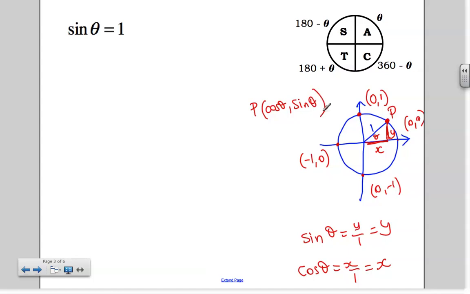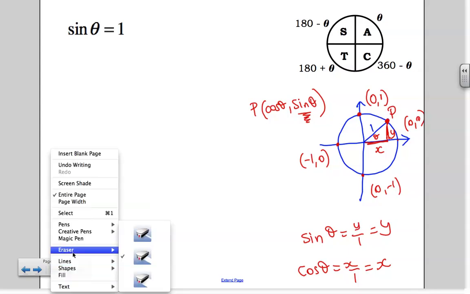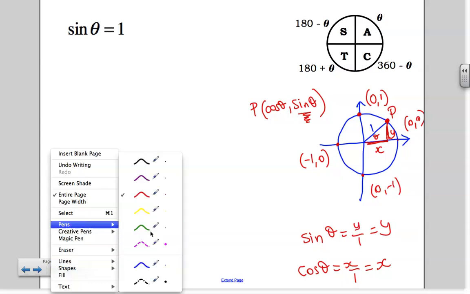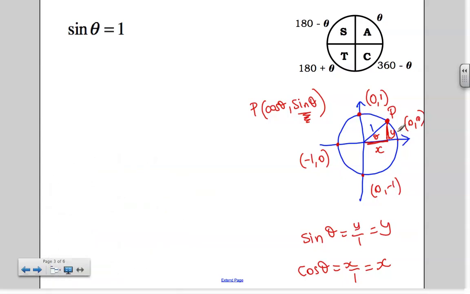So this is what we're going to use to help us work out what theta is when sine theta is 1. Essentially, we need to find which of these points has sine theta equal to 1. So if we go around our circle, sine theta is the y coordinate. And we can see where it crosses the positive y-axis, the y-coordinate is 1. Remember, the y-coordinate is the same as sine theta.